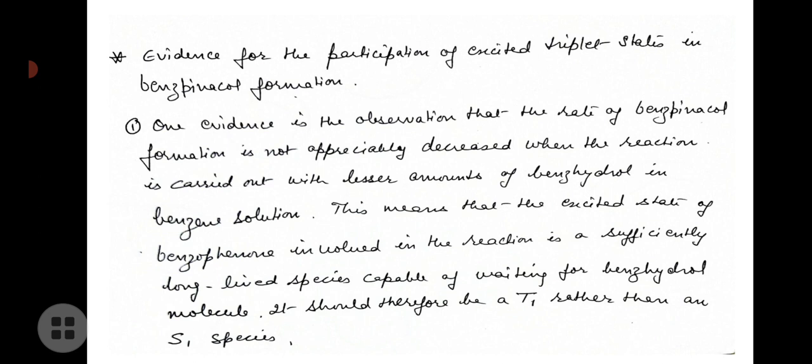We'll now study the evidence for the participation of the excited triplet state in benzpinacol formation, one by one, since there are two pieces of evidence. The first evidence is the observation that the rate of benzpinacol formation is not appreciably decreased when the reaction is carried out with lesser amounts of benzhydrol in benzene solution. This means that the excited state of benzophenone involved in the reaction is a sufficiently long-lived species capable of waiting for a benzhydrol molecule. It should therefore be a T1 rather than an S1 species.